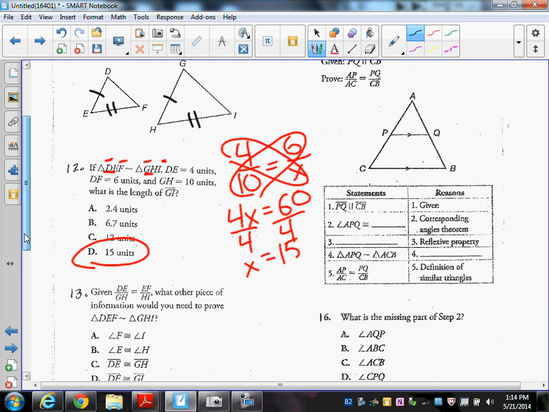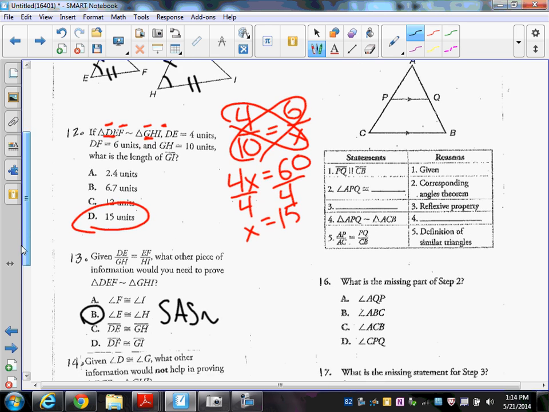Well, since we have angles here, I know that if angle E is congruent to angle H, that would be by side-angle-side similarity. So I have two sides proportionate and the included angle, the angle in between them. So the answer is going to be B for this one.